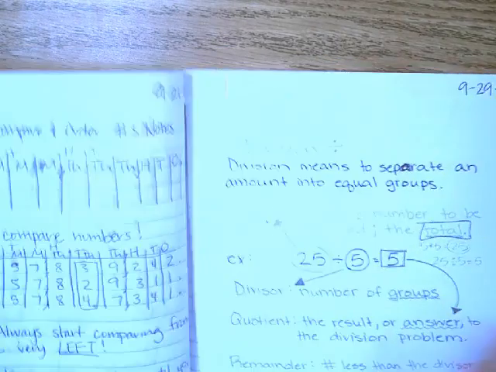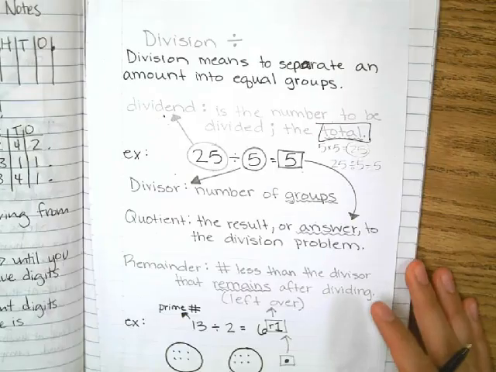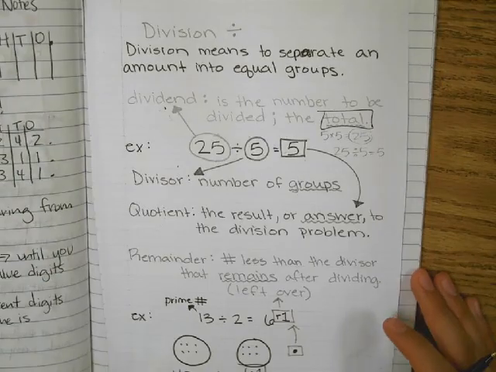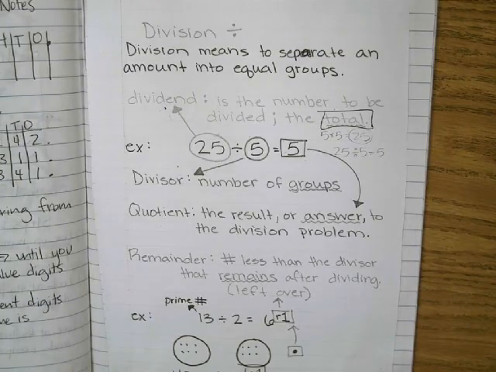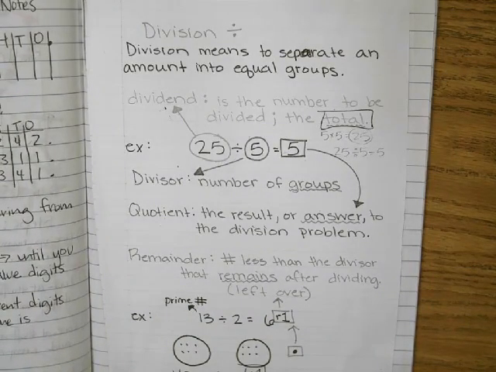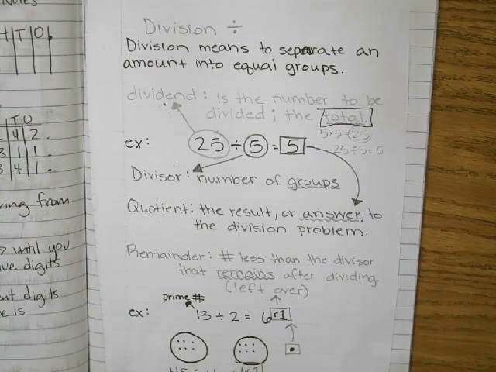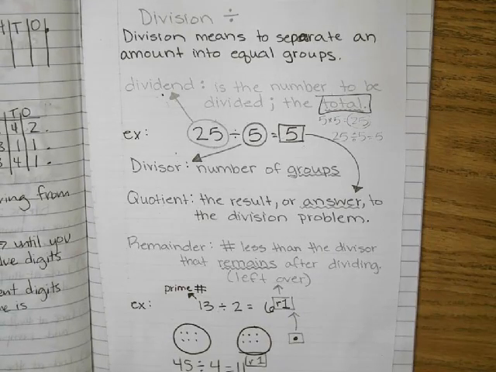For math, this should have been done yesterday. We went over division, divisor, quotient, and remainder. Division means to separate an amount into equal groups. Divisor, number of groups. Quotient is the result or the answer, okay? Sometimes we'll have a remainder. So the remainder is the number less than the divisor that remains after dividing. It's the one that's left over, okay? So that was our notes for division.